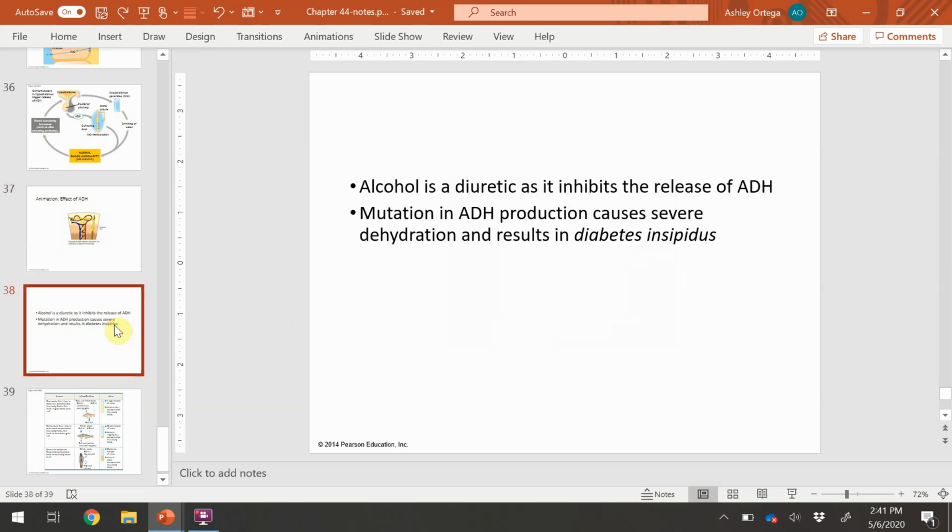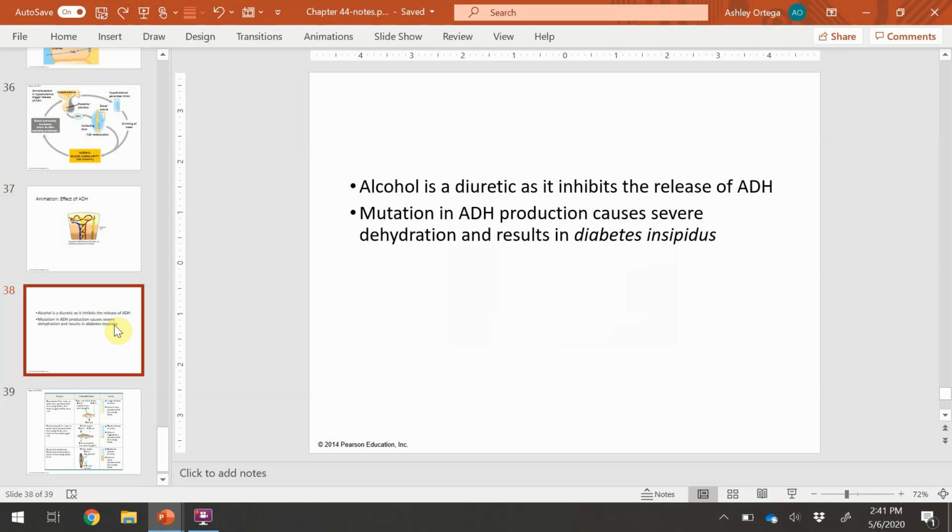Okay. Another thing that's closely tied with this information is alcohol and how alcohol interacts with ADH. It is a diuretic as it inhibits the release of ADH. And so without the ADH hormone to bind to the receptors, water will not be taken back in by the kidney cells from the urine. And so as a result, the urine that's secreted will have the water that the body needs. And so this results in dehydration.